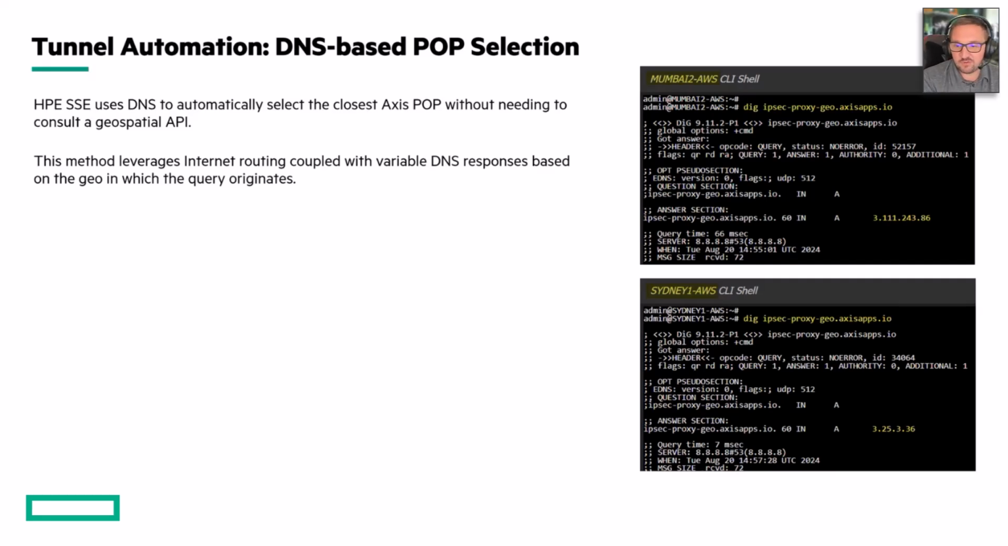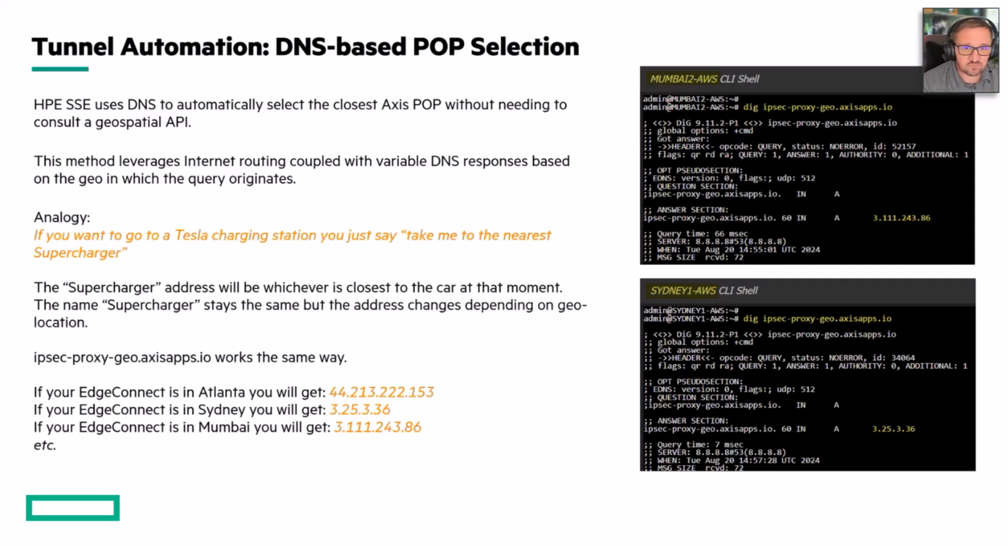You path to the closest name server, and then that name server responds with an IP address depending on where that name server is. It is contingent on the idea that we do this name resolution from the local EdgeConnect at that location. If that EdgeConnect's DNS is routed in some funny way, is backhauled, for instance, to a data center in a different country, well, you're going to get an IP address for that data center or wherever you emerged onto the internet. So be aware of that.